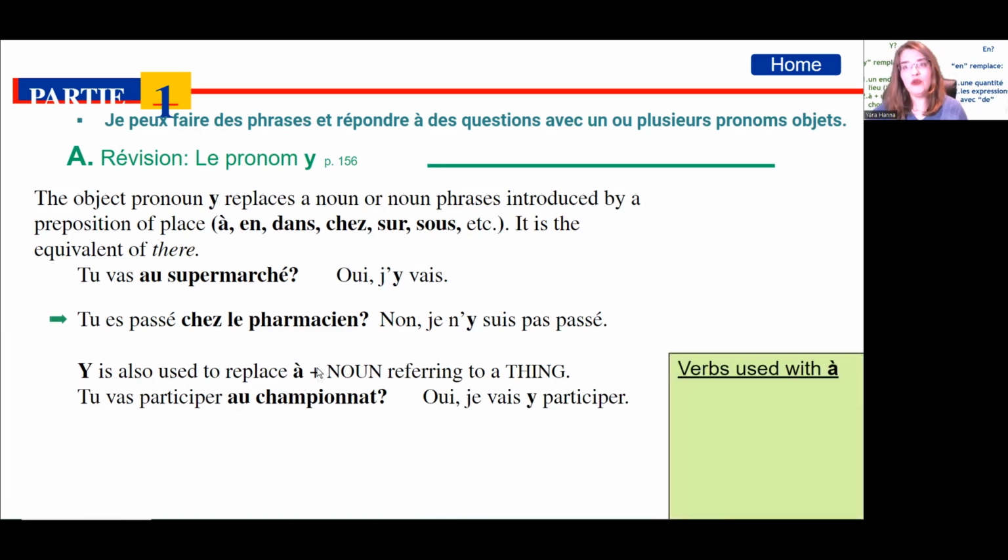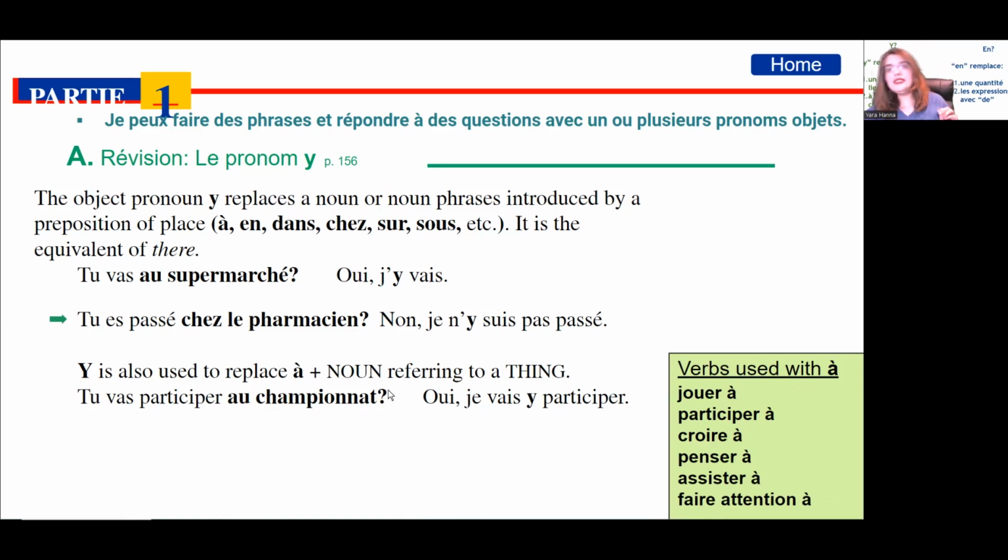Now let's look at some verbs that use the preposition à, because it's important to know which verbs use the preposition à. Here we go. We have jouer à, participer à, croire à, penser à, assister à, faire attention à. So whatever follows à could then be replaced with y and placed in the sentence where it's appropriate.